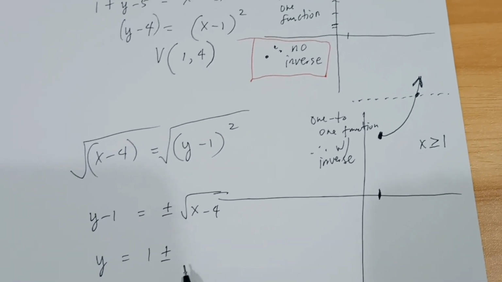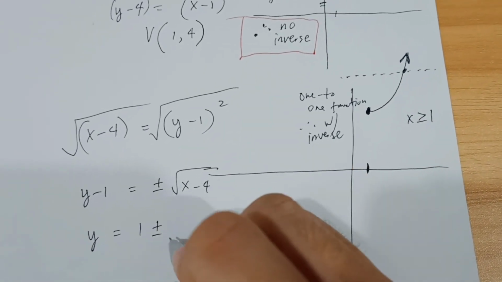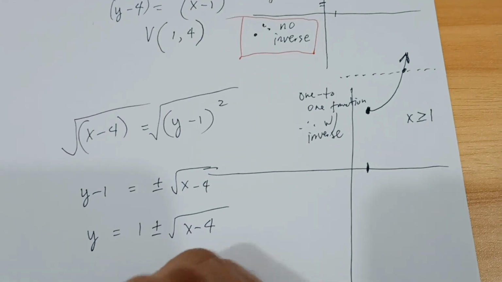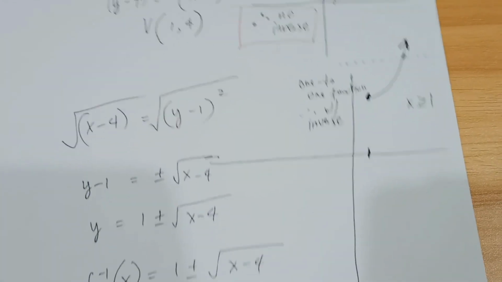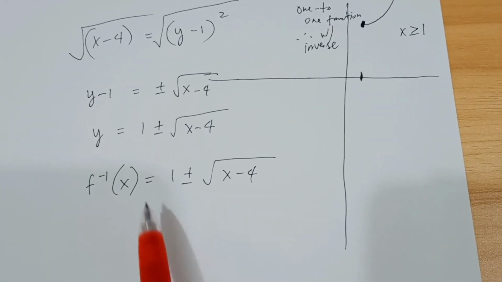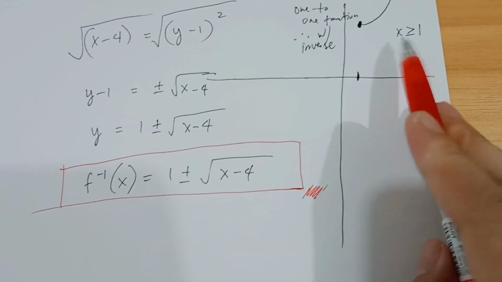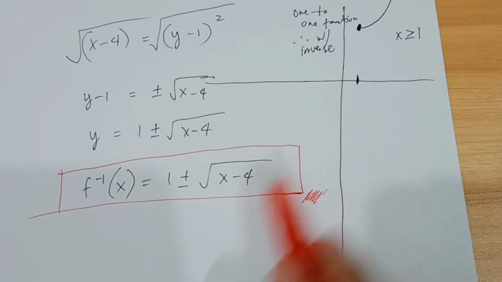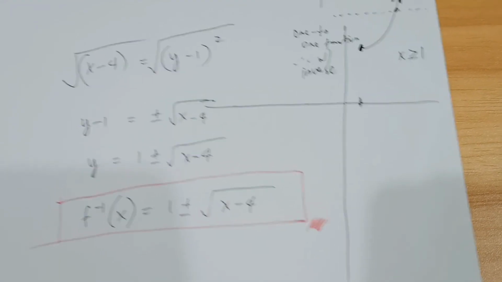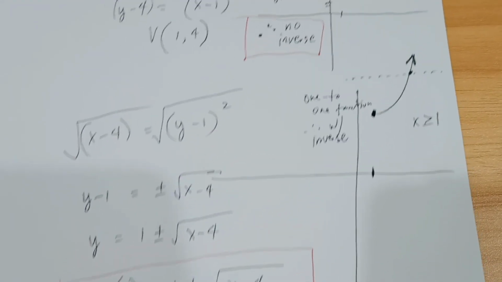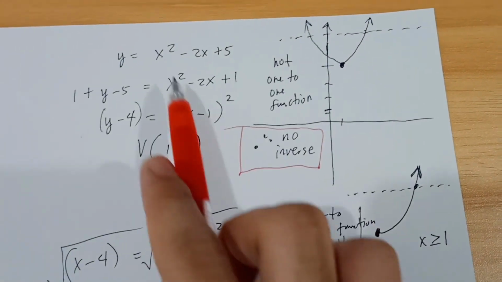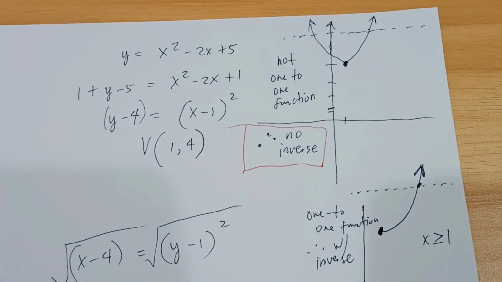Kasi square root, bibigyan ka niya ng positive tsaka negative na values. So, yan na yung inverse natin. Ito na yung inverse natin pag may domain restriction. Kailangan mong i-completing the square, tapos kailangan malaman mo yung graph niya. So dito is parabola opening upward.